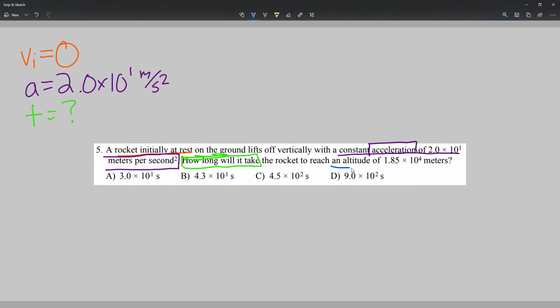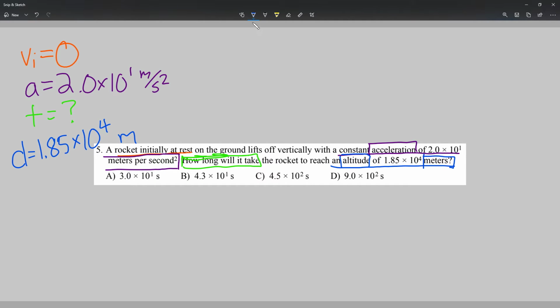And then you see this other number here. Let's say you didn't know what altitude meant. Altitude means your height. But let's look at the units. It says meters. We measure distance or displacement in meters. And so D is 1.85 times 10 to the 4 meters.